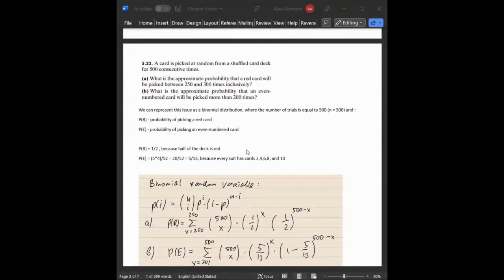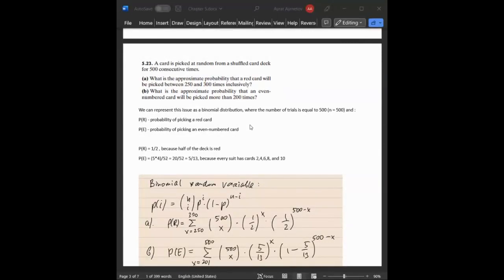Okay, so the question is 5.23. A card is picked at random from a shuffled card deck 500 consecutive times. Question A, what is the approximate probability that a red card will be picked between 250 and 300 times inclusively?